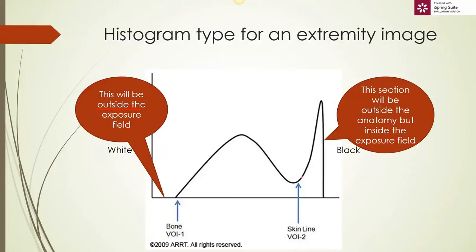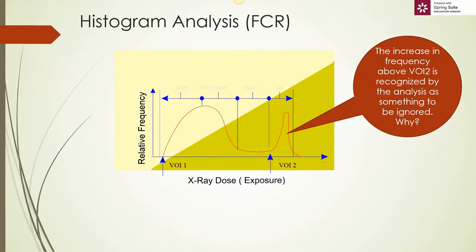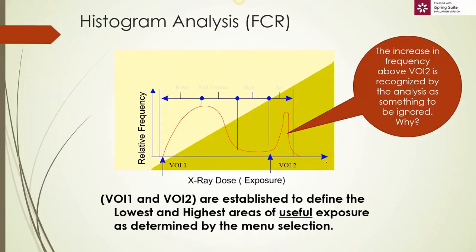Okay, but we basically have told the computer to ignore this. So VOI 1 to VOI 2, that's where the action actually is, and this is good for an extremity. Okay, here's just another one. I just pulled this off the net.